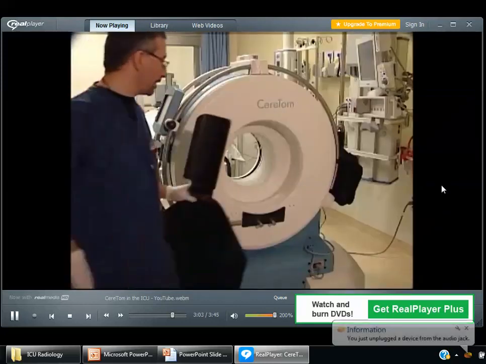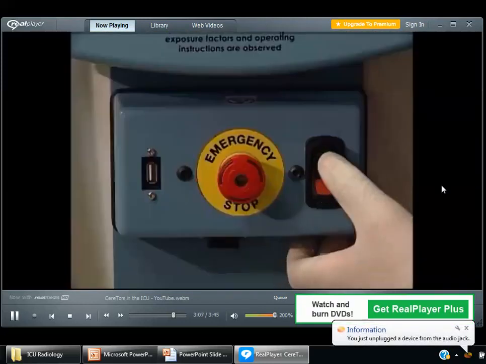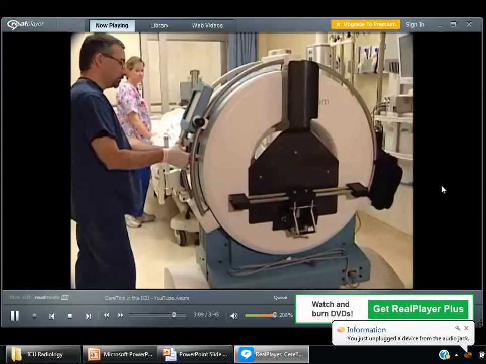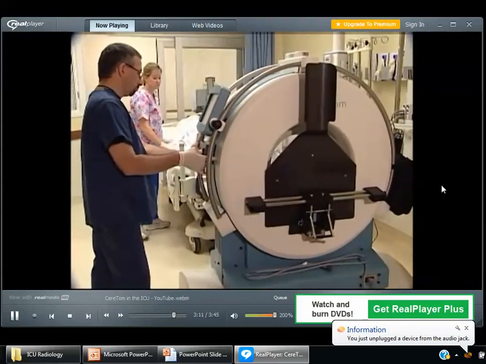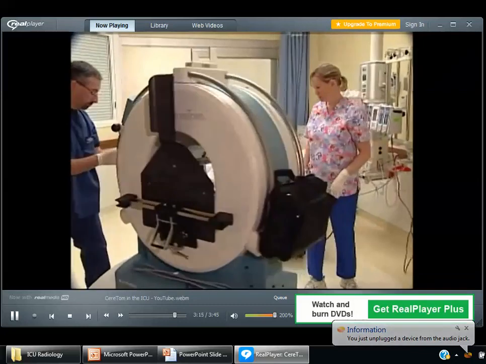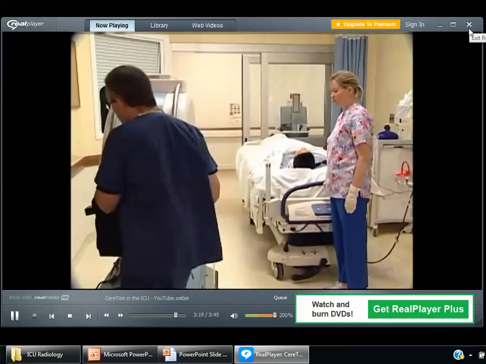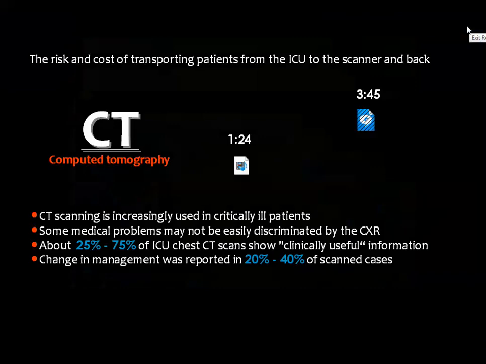Return these items to the storage slot and pegs located on the back of the scanner. Raise the scanner using the lift button on the side of the scanner. Remove the scanner from the patient's room. Return the scanner and workstation to the storage location. Plug the Ceratom in to charge when not in use.